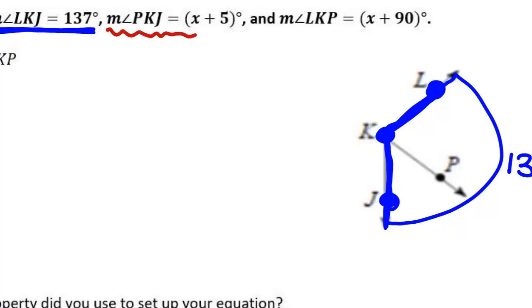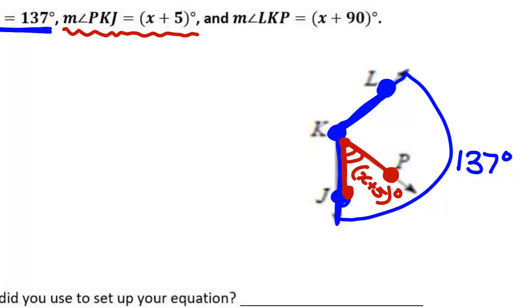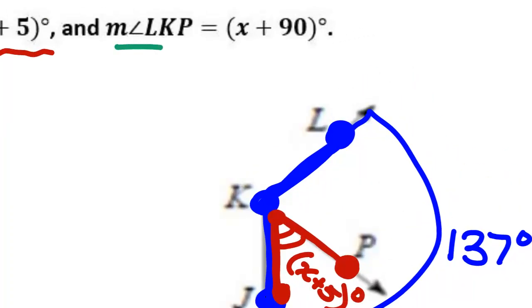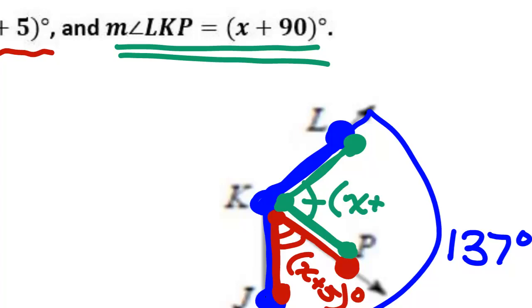It says the measure of angle PKJ is x plus 5. P, back to K, and down to J. So this angle right here is x plus 5 degrees. And angle LKP, here's L, down to K, over to P, this angle here is x plus 90 degrees.